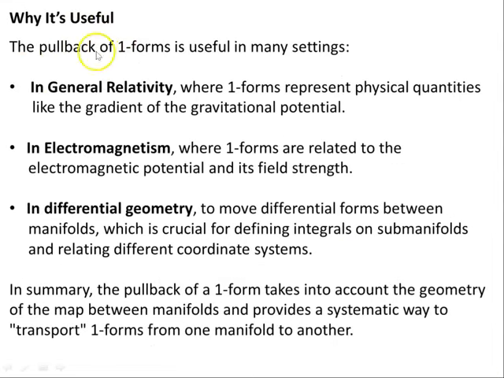All right, why it's useful. The pullback of one forms is useful in many settings: in general relativity, where one forms represent physical quantities like the gradient and the gravitational potential; in electromagnetism, where one forms are related to the electromagnetic potential and its field strength; and in differential geometry to move differential forms between manifolds, which is crucial for defining integrals on submanifolds and relating different coordinate systems. So in summary, the pullback of a one form takes into account the geometry of the map between manifolds and provides a systematic way to transport one forms from one manifold to another.